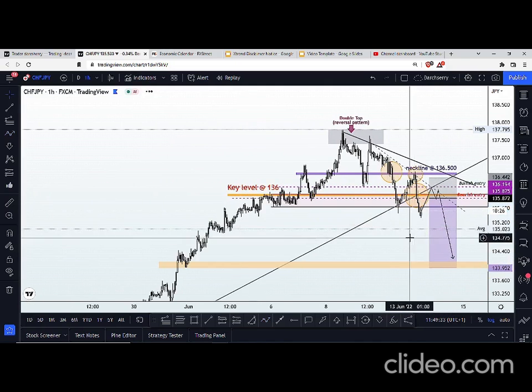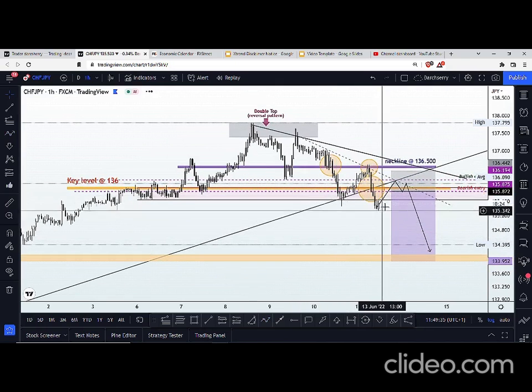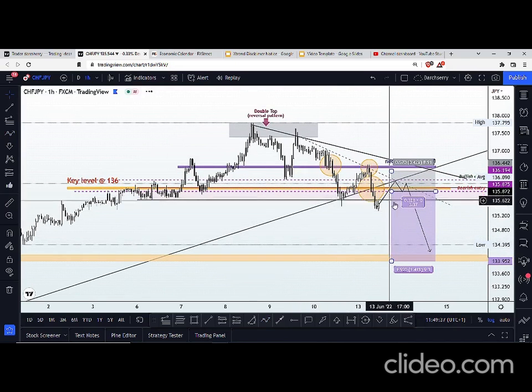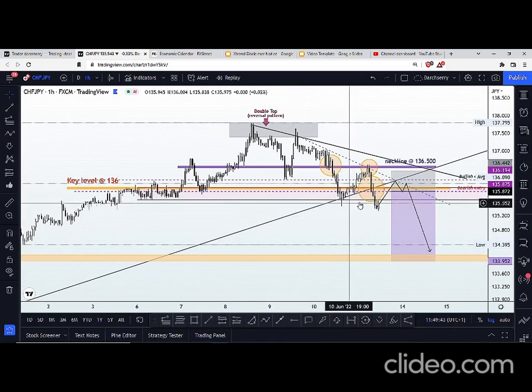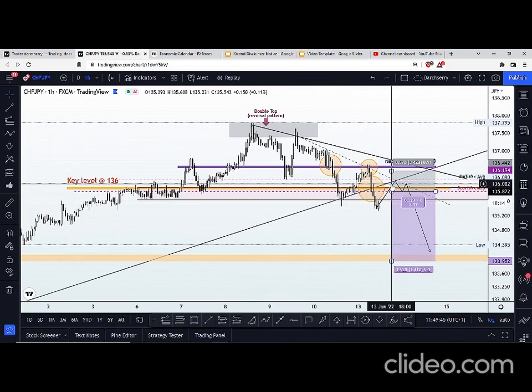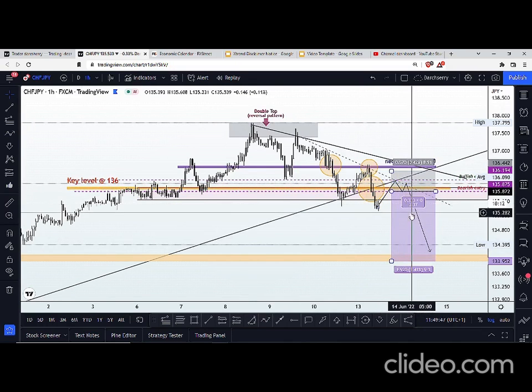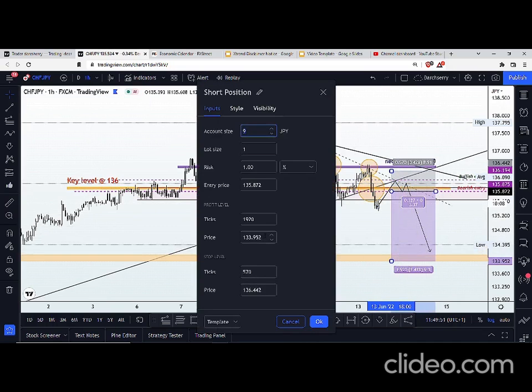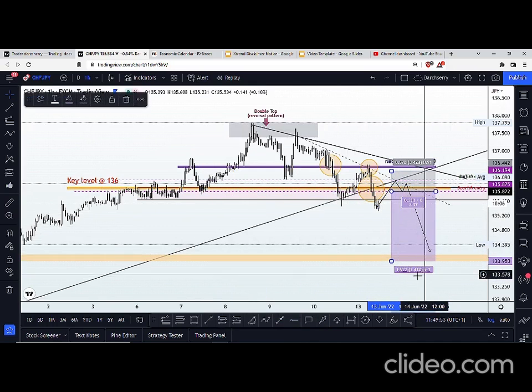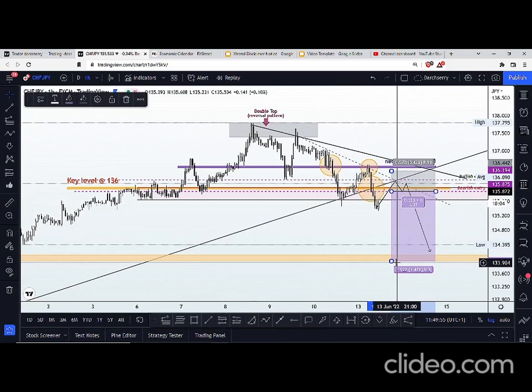So personally, we want to be having an entry around this area at 135.872. That is, if price goes up, then we look for structures around that area. Then we'll be aiming at 133.950 as our take profit target. So we have a take profit target here.